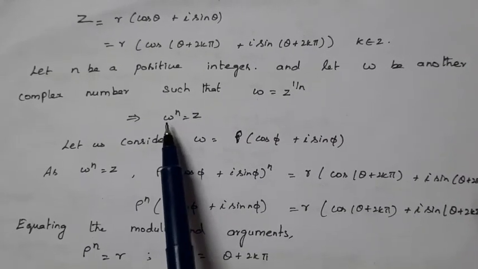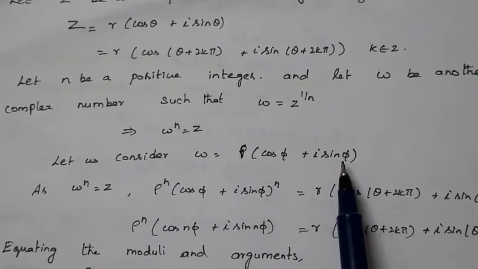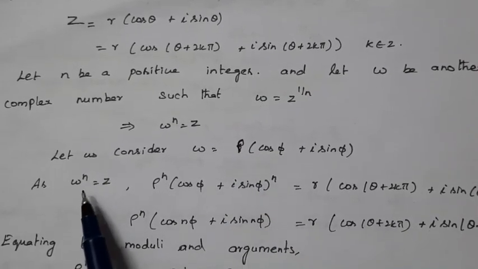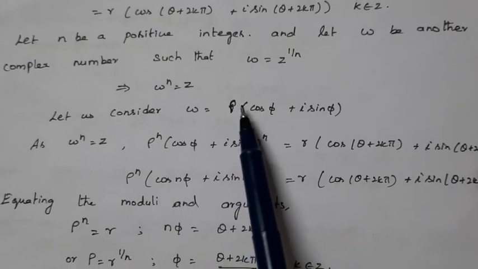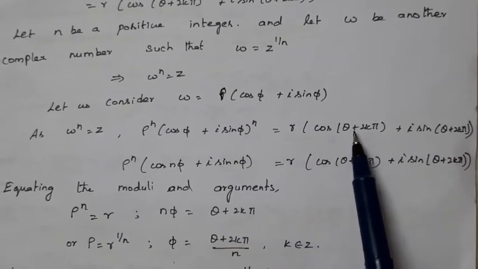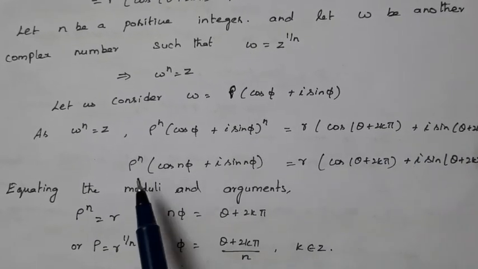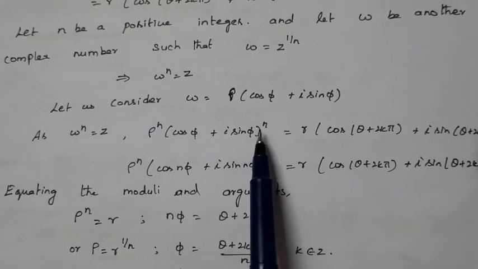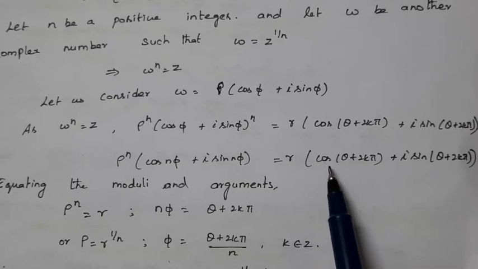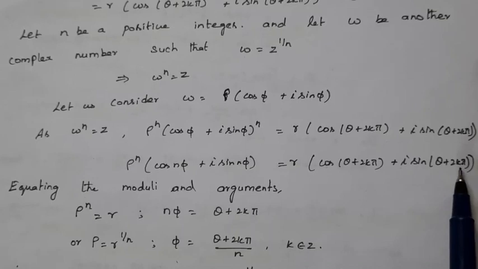Now as omega is a complex number, let us take omega to be in the polar form as rho into (cos phi + i sin phi), where rho is its modulus and phi is its argument. As omega^n is equal to z, rho^n into (cos phi + i sin phi)^n is equal to z, that is r into (cos(theta + 2k pi) + i sin(theta + 2k pi)). Now here apply De Moivre's theorem as n is an integer. So rho^n (cos n phi + i sin n phi) equals r into (cos(theta + 2k pi) + i sin(theta + 2k pi)).